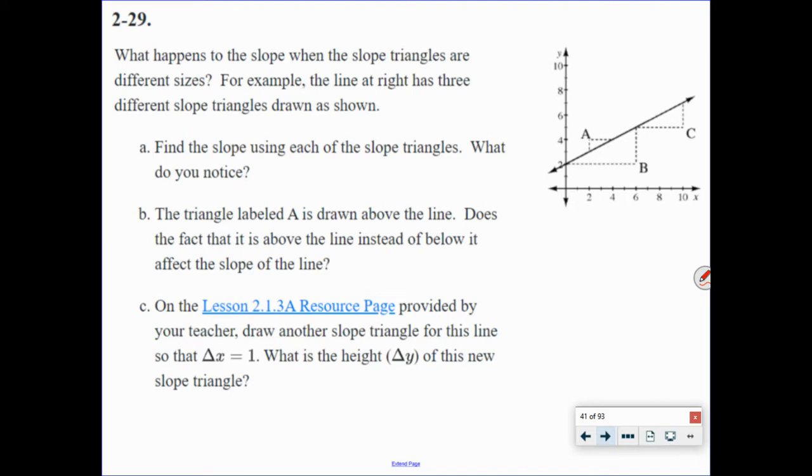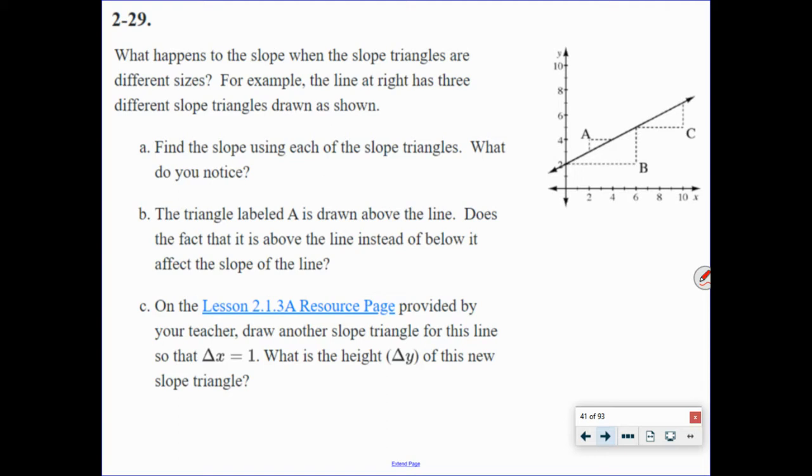Last problem we're doing, problem 229. What happens to the slope when the slope triangles are different sizes? For example, the line at right has 3 different slope triangles drawn as shown. Find the slopes using each of the slope triangles. This is in your handout. If you don't have a handout, you can still do it from there.